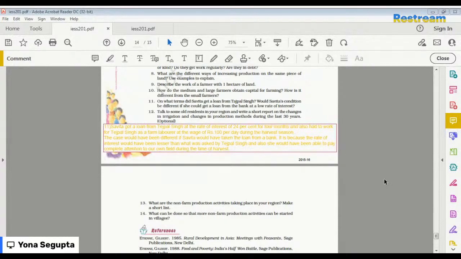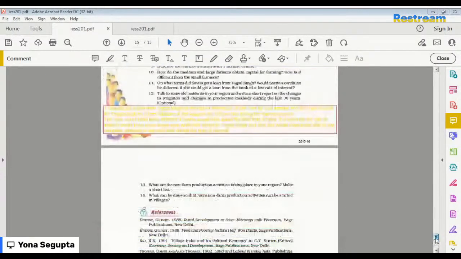Next, we are not doing number 12. We are doing number 13. Okay. What is number 13? Number 13 is what are the non-farm production activities taking place in your region. Make a short list. What are the non-farm productions in a region that might be happening?